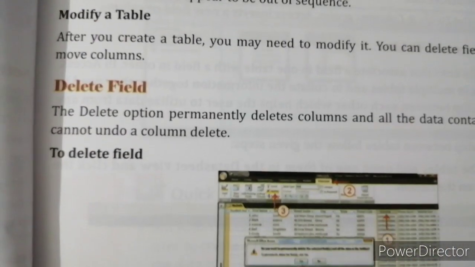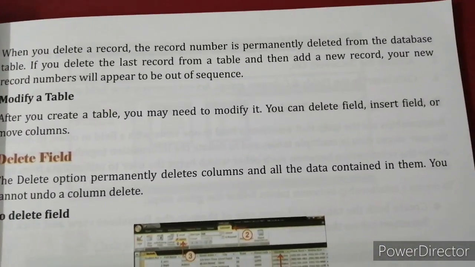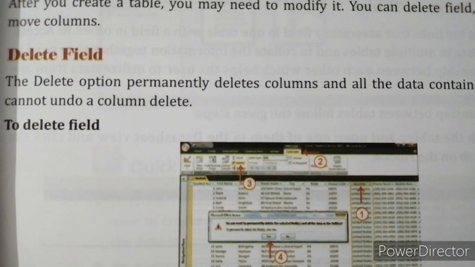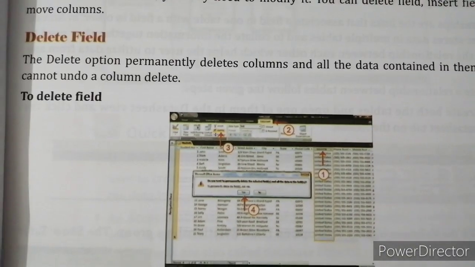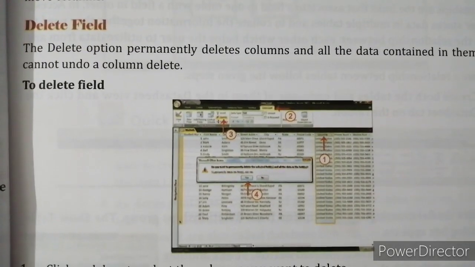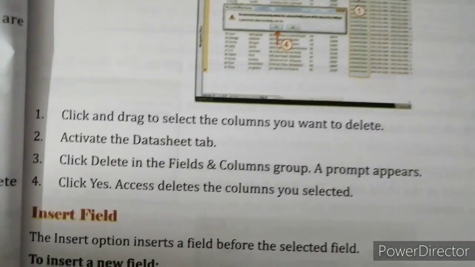Now modify a table. After you create a table, you may need to modify it. You can delete a field, insert a field or move columns. Delete field. The delete option permanently deletes columns and all the data contained in them. You can undo a column delete. To delete the field, we have to follow these steps.